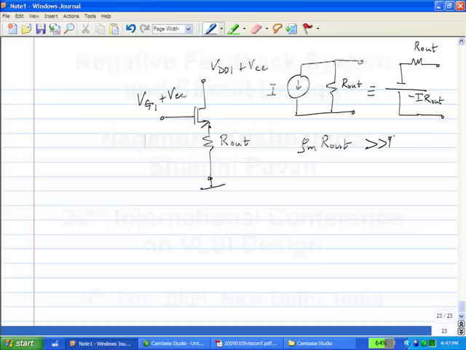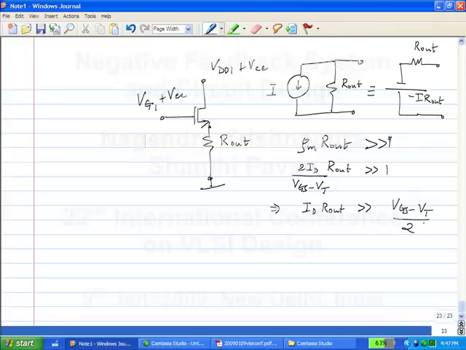Okay. In other words, what is GM of a transistor in relation to the bias current? 2ID by VGS minus VT. This times R out must be much larger than 1, which means that ID times R out must be much larger than VGS minus VT by 2. Okay.